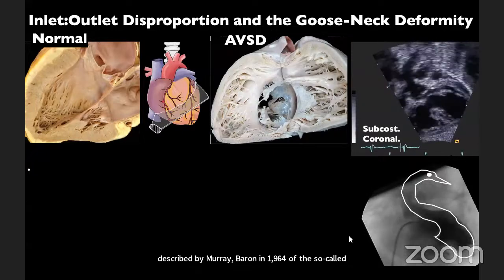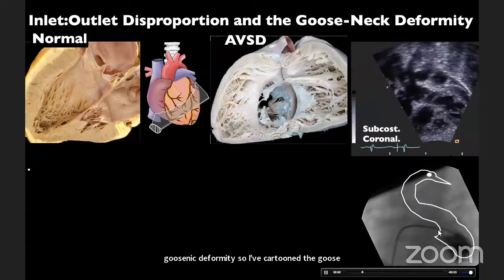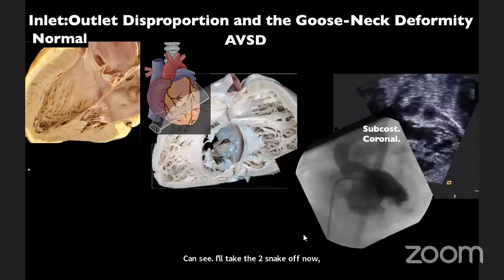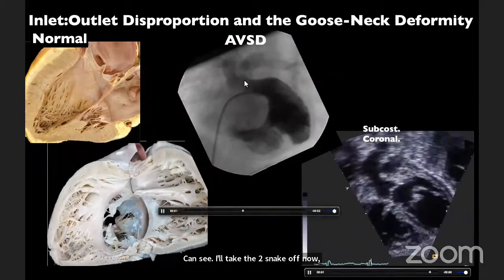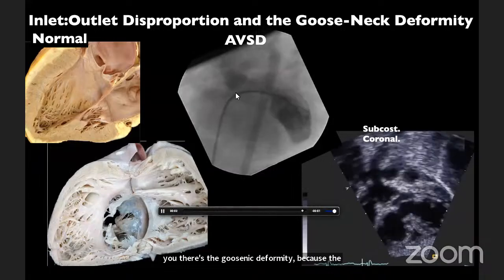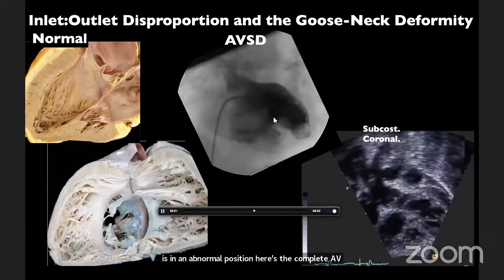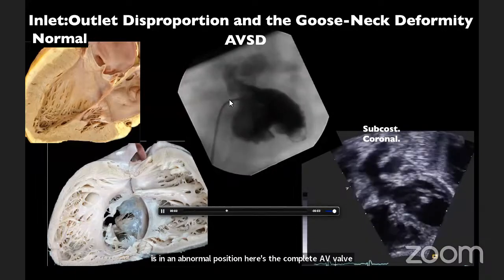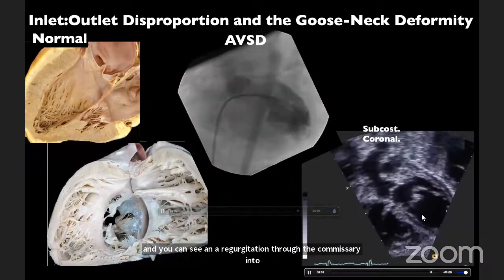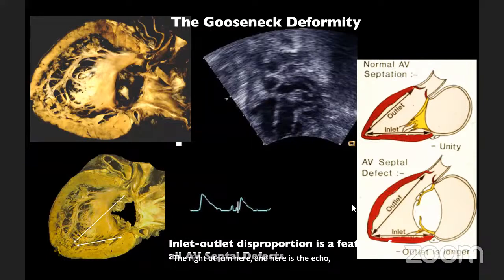So I've cartooned the gooseneck deformity over this AV septal defect, and you can see, I'll take the gooseneck off now, and I will show you, there's the gooseneck deformity because the valve is in an abnormal position. Here's the complete AV valve, and you can see a regurgitation through the commissure into the right atrium here. And here is the echocardiographic example of this gooseneck deformity.